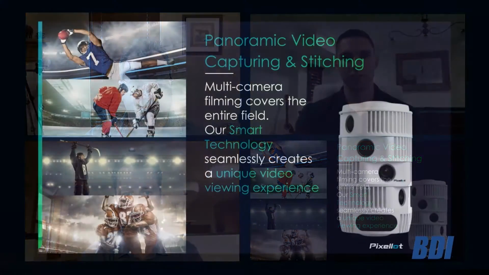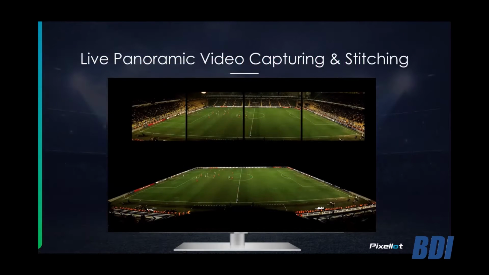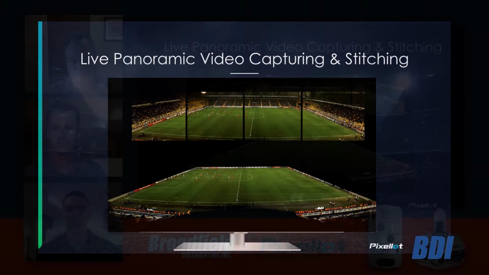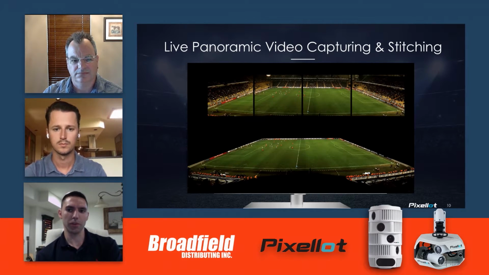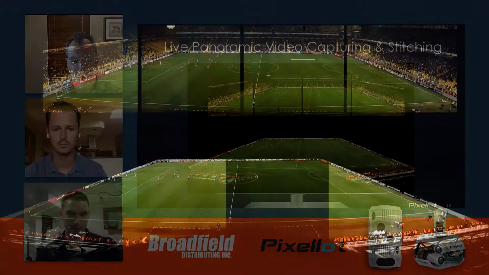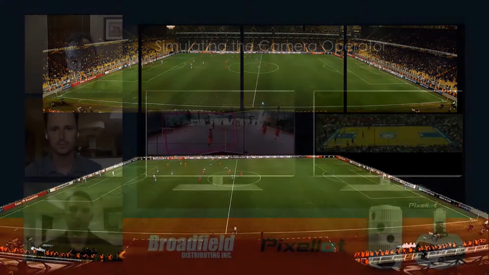So this camera here is what the S1 and the Prime system looks like. It is a four lens camera head. Next slide. So up top, you'll see what the lenses are seeing. So all four lenses capture the entire field. And if you look closely, you'll see a little bit of overlap between each camera. And what that allows us to do is to stitch the images together into one seamless panorama.